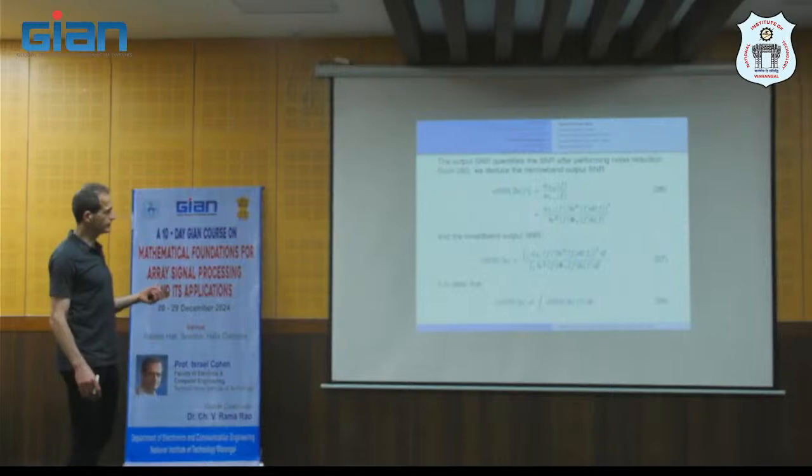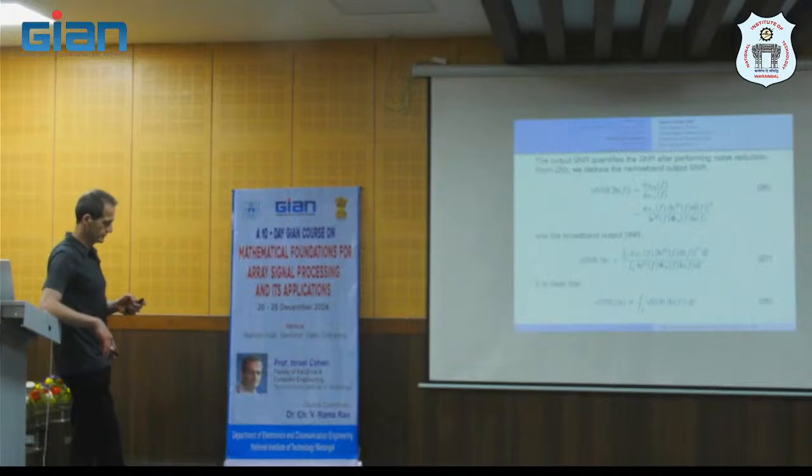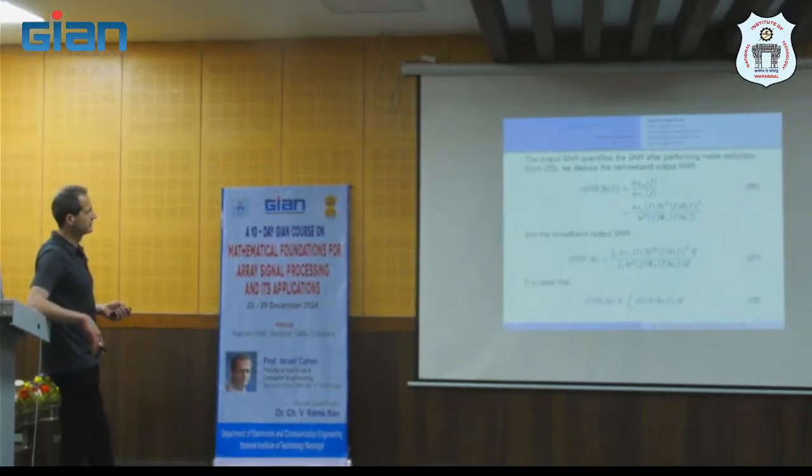This is for the narrowband, and you can compute it also for the broadband when we reach the MVDR. The broadband output SNR is the integral of the total power of the desired signal at the output of the filter, divided by the total power of the residual noise at the output of the filter. And of course, also for the broadband output SNR, it's not an integral of the narrowband output SNR. It's different.